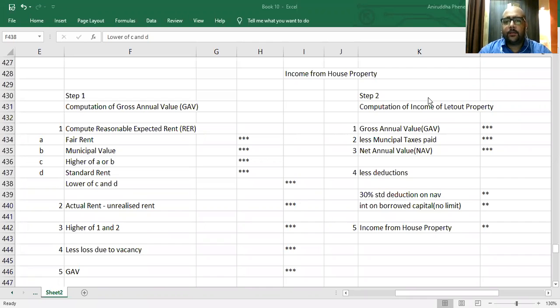Today we are discussing the topic income from house property from direct taxes. So I will give you two quick steps to calculate income from let out property.